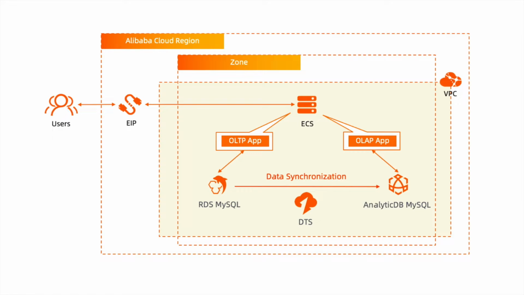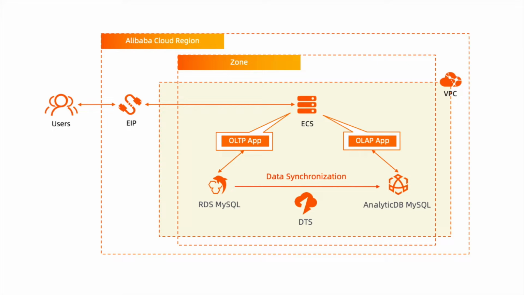The script will first create RDS MySQL instance as the OLTP database and AnalyticDB MySQL as the OLAP data warehouse. Then, build a DTS data synchronization channel connecting the database and the data warehouse.